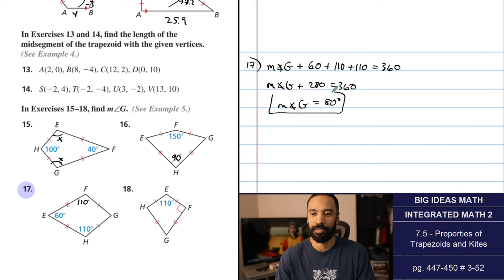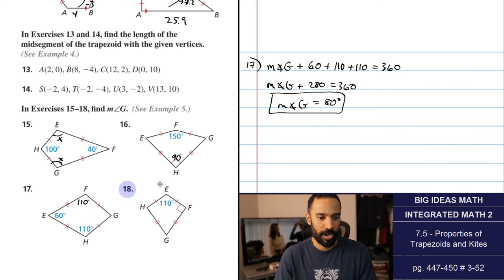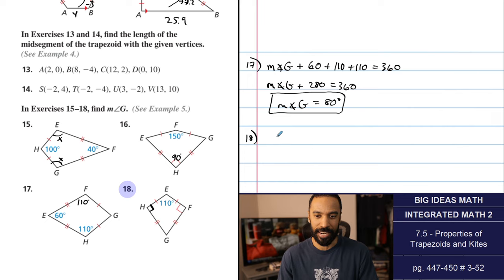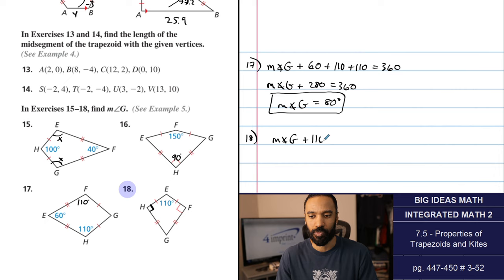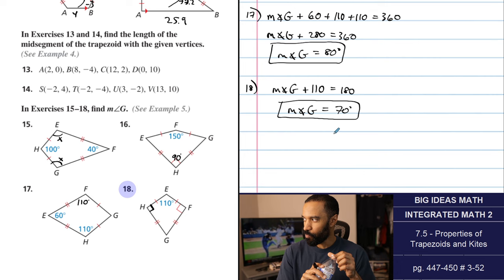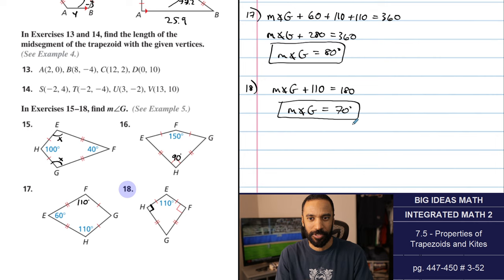And then number 18, same as before, H and F will be the same, both 90 degree angles. Two 90s are 180. This can go even faster. If two 90s are 180, then E and G are supplementary to each other. Measure of angle G plus 110 is 180. So measure of angle G is 70 degrees. Something that you'll learn a little bit more with circles. There's something regarding circles in this, but I don't know if I want to talk about it until we get into circles. I said the math out loud, but there's that.